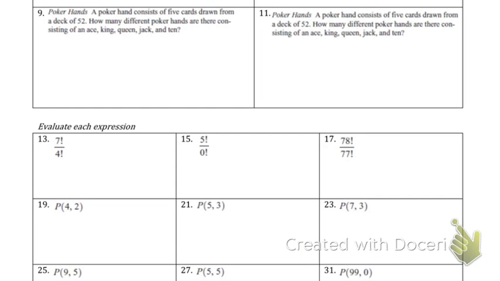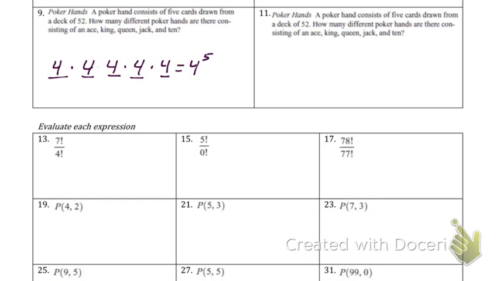number 9 said a poker hand. A poker hand consists of 5 cards drawn from a deck of 52 cards. How many different poker hands are there consisting of ace, king, queen, jack, and 10? If you looked at the solution manual, and correct me if I'm wrong for people that saw it, they basically said do 4 times 4 times 4 times 4 times 4, which is 4 to the 5th. I believe they had that as the answer, right?